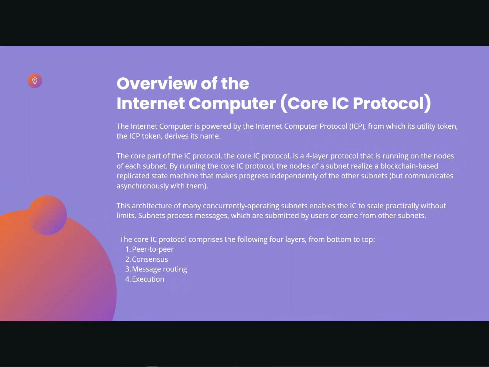So the Internet Computer is powered by the Internet Computer Protocol, ICP, which is kind of similar to what we have with the EVM, that is the Ethereum Virtual Machine, from which its utility token, the ICP token, derives its name, just like in Ethereum in a way. So there are core parts of the ICP, or the 4 layers of the protocol, that help ICP to run on nodes for each subnet. The architecture of many concurrently operating subnets enables ICP to scale practically without limits. The core protocols for these are peer-to-peer, consensus, messaging routing, and execution.